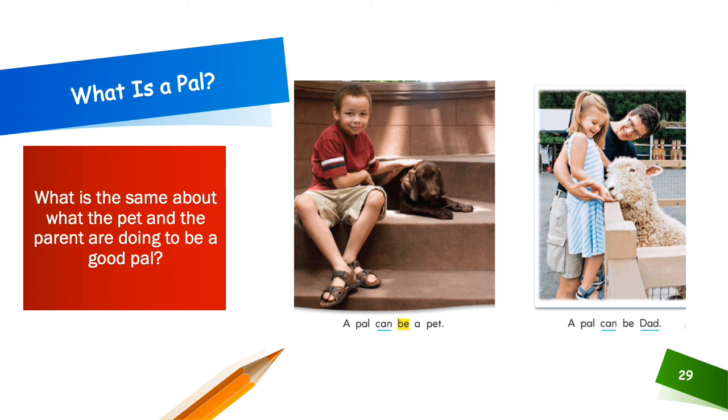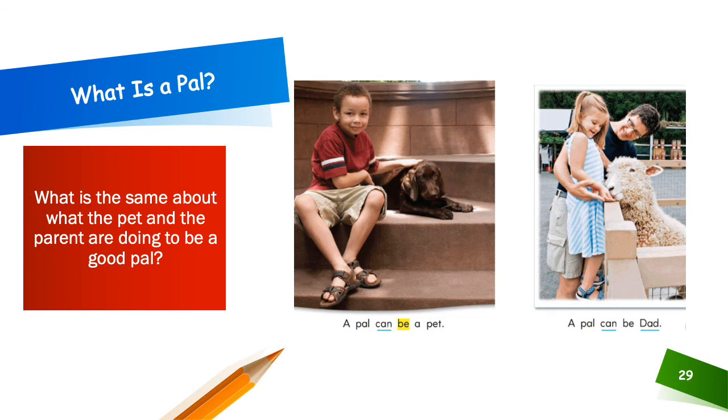A pal can be a pet. A pal can be dad. What is the same about what the pet and what the parent are doing to be a good pal? Think about what the dog is doing and think about what the dad is doing. Both are really good pals. How are they both being good pals?